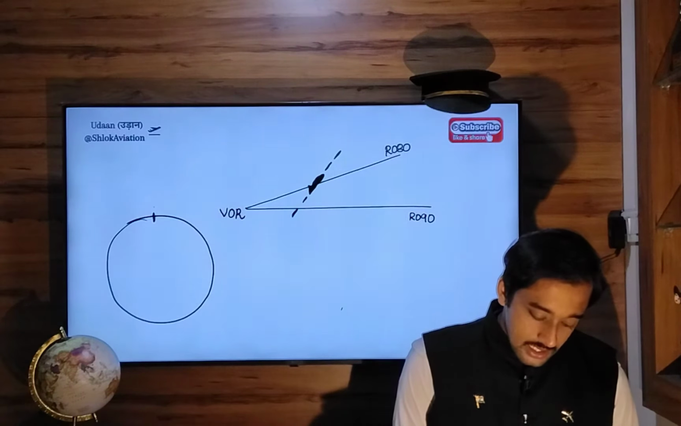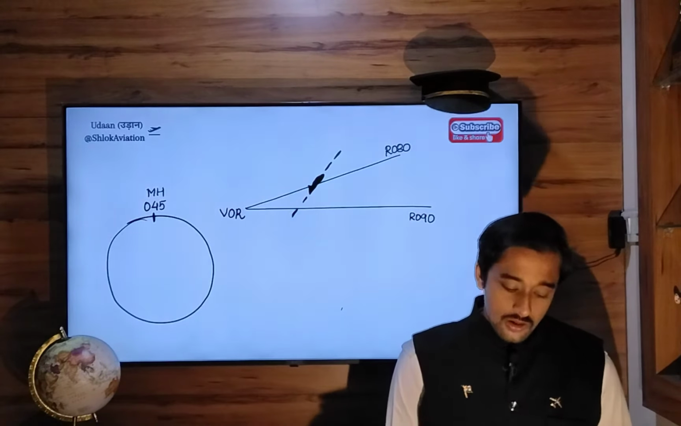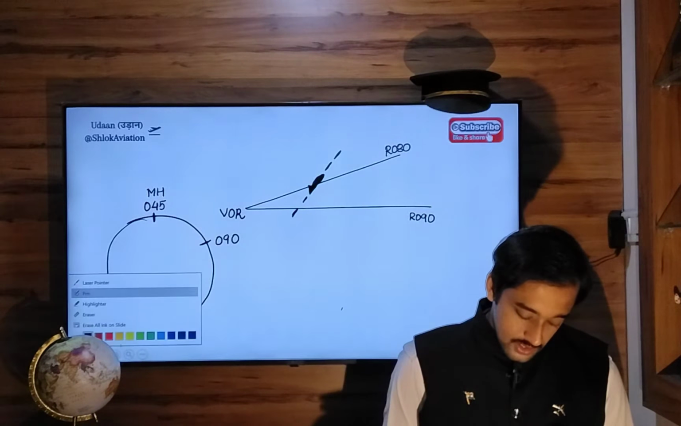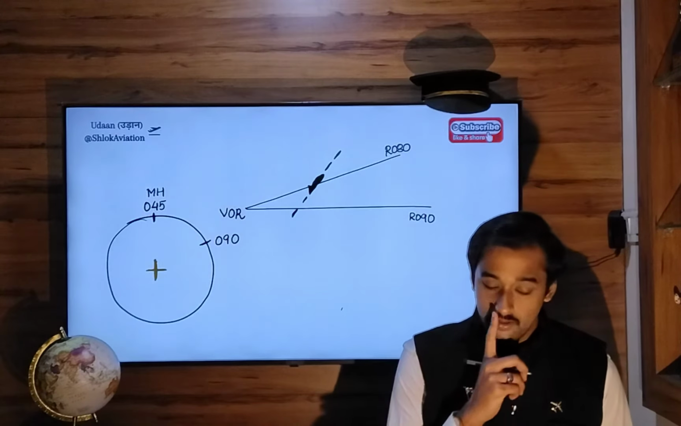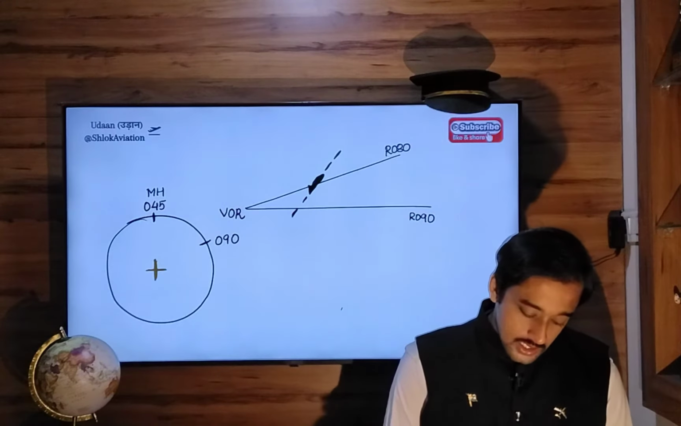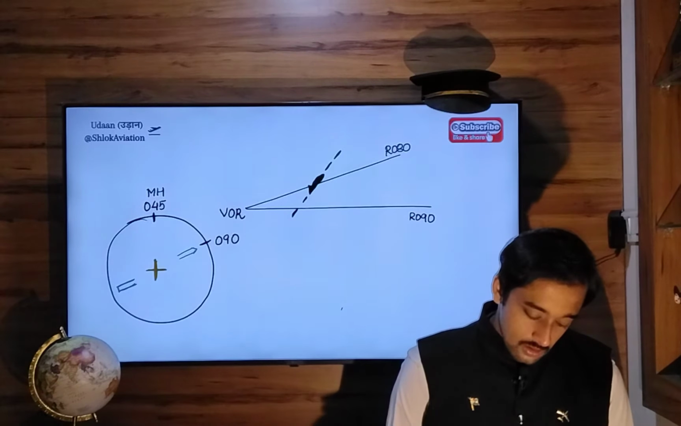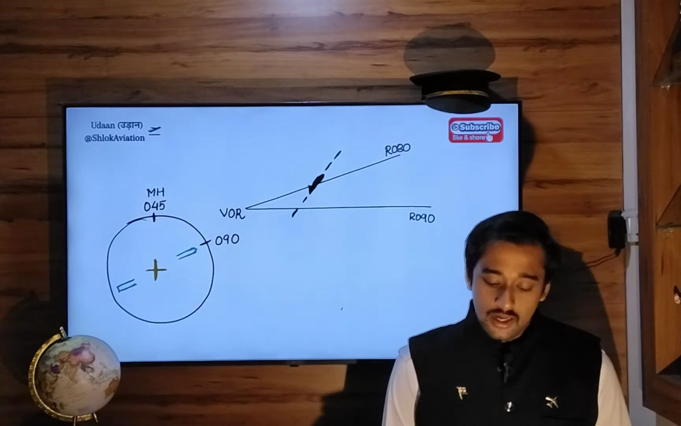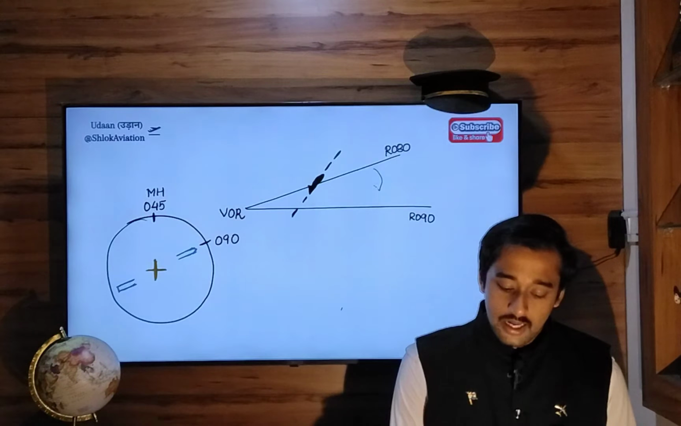So your heading will be 045 magnetic heading. So that will be shown to you. The course pointer will be towards 090. So this is your aircraft in the center. The course pointer will be towards 090. Remember that. Now 090 is to the right hand side of 080. Agree? It is to the right hand side of 080.